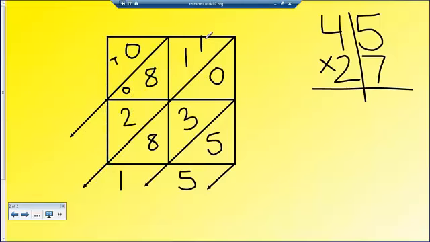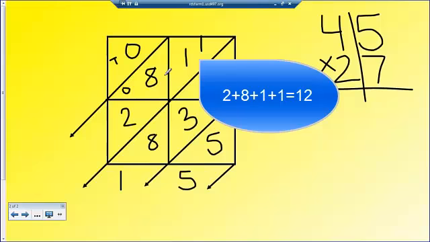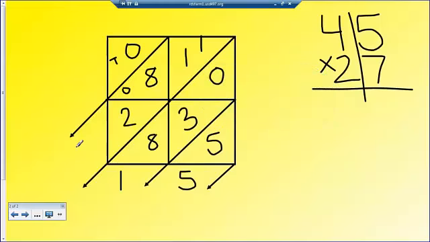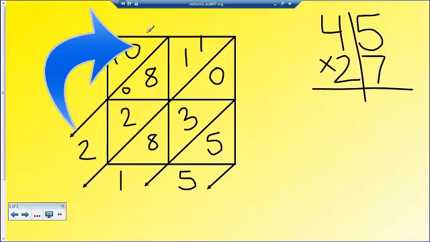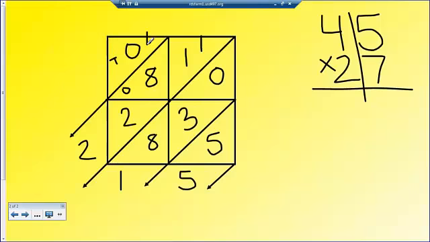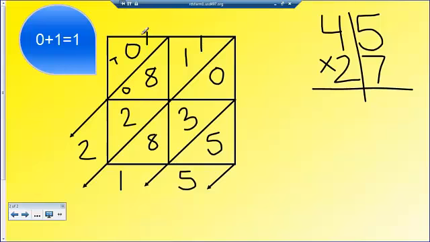Now I'll add up my next diagonal of 2, 8, 1 and my extra 1. This will give me the sum of 12. Again, I have a number bigger than 9, so I'll drop my 2 below for my ones place and carry my 1 from my tens place up to the next diagonal. My last diagonal at the top now has 0 plus 1. My final sum is 0 plus 1 equals 1.